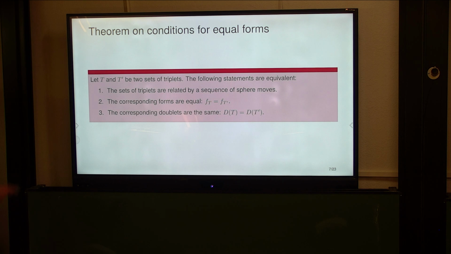Right. So here's a theorem I'm going to state, and I'm going to explain the pieces of it as we go on.